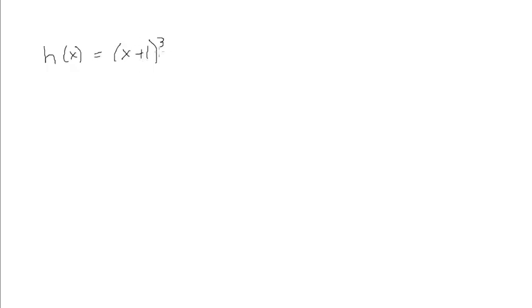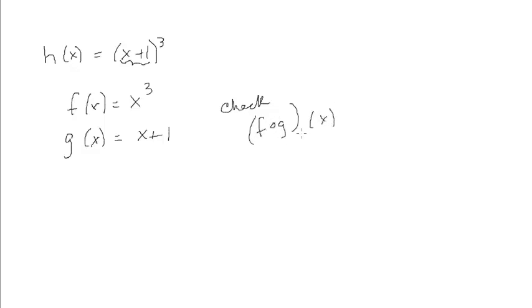Well, since I have a function cubed, let's go ahead and call f of x x cubed, and since the function I'm going to cube is x plus 1, let's go ahead and call that a different function, and I'll choose g. So now let's check ourselves and see if this is going to work right. So if I want to find f of g, what will that be? So that's f of g of x. So this would be f of g of x is x plus 1. So f of x is x cubed, so this would be x plus 1 cubed. Ta-da! That's exactly what I wanted.